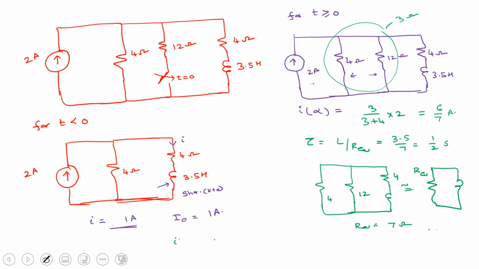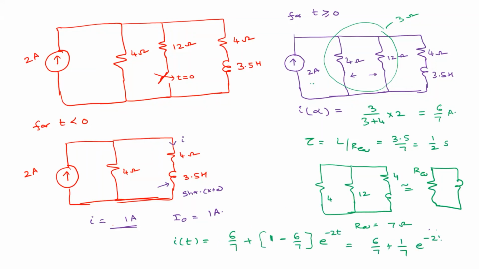So what is the final answer? I of t. Its initial value, so that is 6 by 7 plus, right? So final value 6 by 7, initial value 1 minus final value 6 by 7, again into e to the power of minus 0.5, which means minus 2t. Agree? So that means 6 by 7 plus this is 1 by 7 into e to the power of minus 2t amperes.